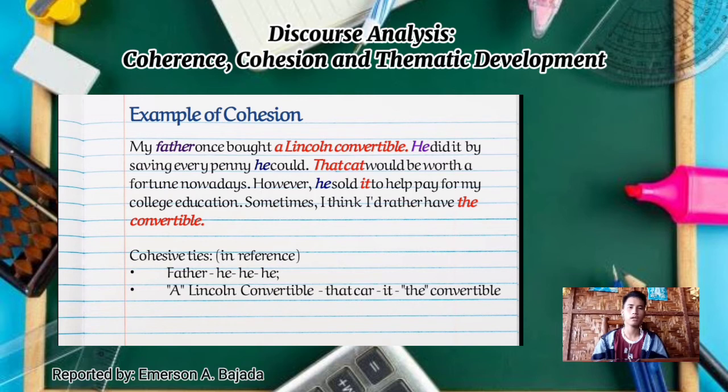So as you can see in this example, there are words that were highlighted in violet, and there are some words highlighted in red. As you can observe, there are various cohesive ties used in this text, particularly in inference. For example, the word father, which is a noun, and also a pronoun that was used. I mean, the pronoun he was used here three times, and also a Lincoln convertible, that car, it, and the convertible. So these are examples of cohesive ties in inference.